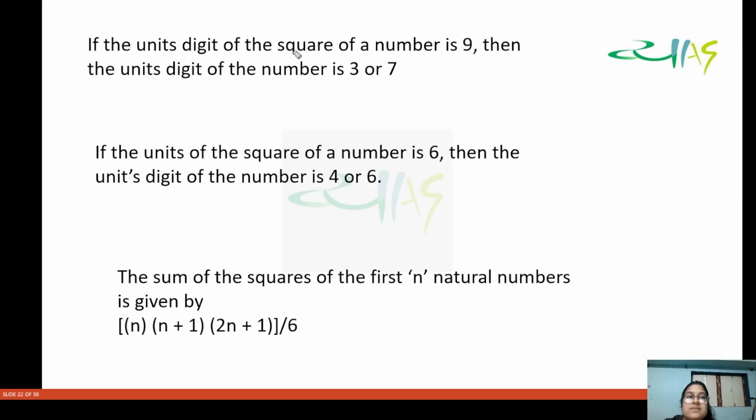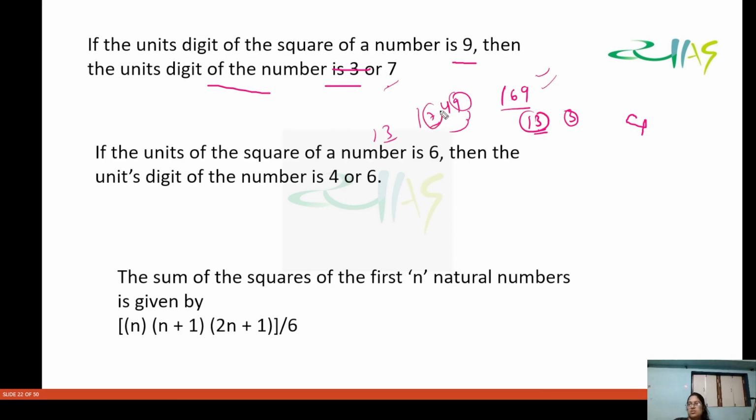Okay, now see, if the unit digit of the square of a number is 9, then the unit digit of the number is 3 और 7। ओके, यानी कि अगर किसी का कोई स्क्वायर है और उसकी यूनिट डिजिट 9 है। ओके, तो जैसे 169 है, हमको पता है 13 का स्क्वायर है, तो उसकी यूनिट डिजिट 3 है। जैसे कि 49 है, तो उसकी एक ही डिजिट है, 7 है, but still this is applicable. अगर यूनिट डिजिट 9 है तो वो या तो 3 का स्क्वायर होगा या 7 का। So this is also a general observation. Now let's just move to this.